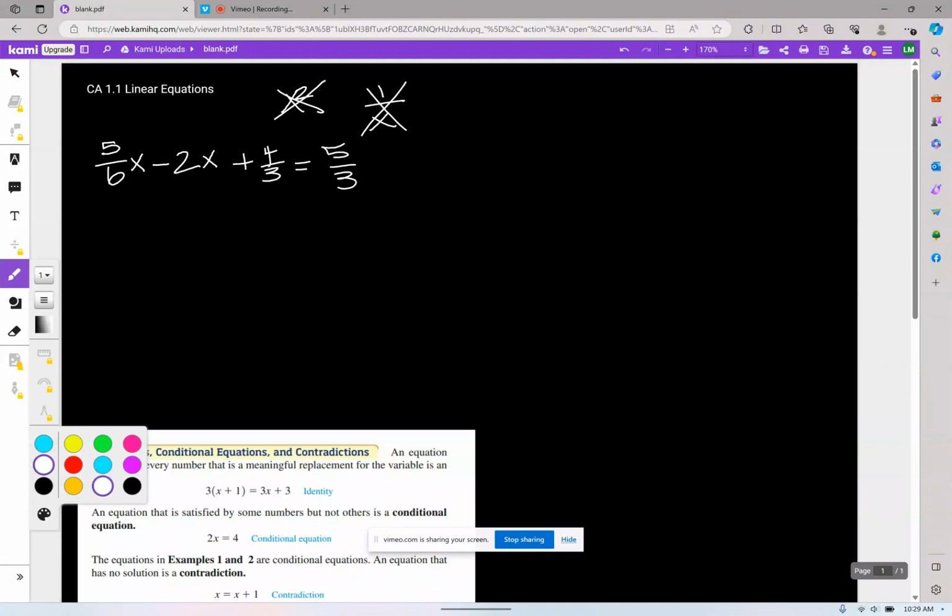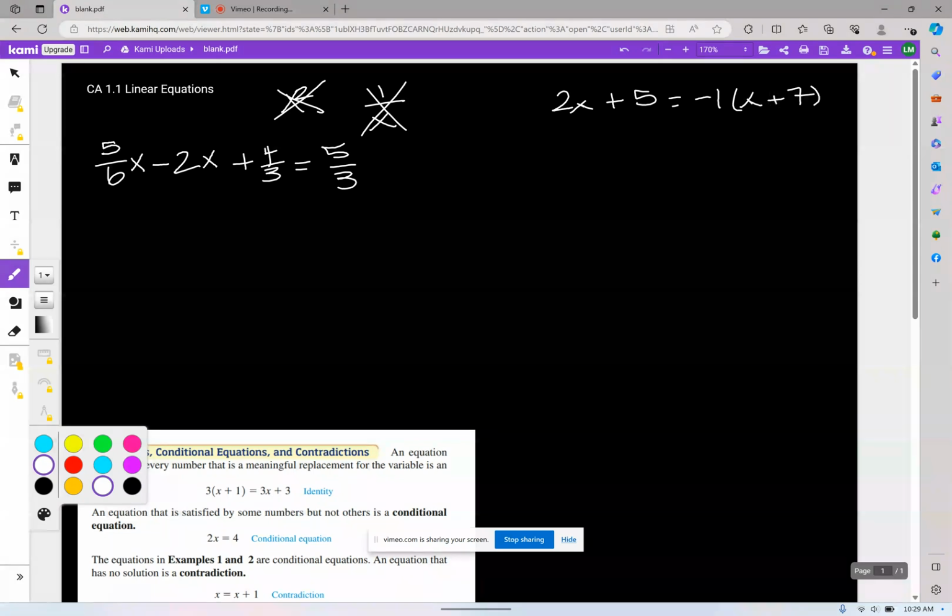Okay, so you solved linear equations in Algebra 1 and Algebra 2. In Algebra 1, we started with things like 2x plus 5 equals -1 times x plus 7, right? And we had to get all of our variables on one side and all of our numbers on the other, and we solved. In Algebra 2, we still solved equations like that, but we bumped it up a little bit with fractions, just like the one I gave you.